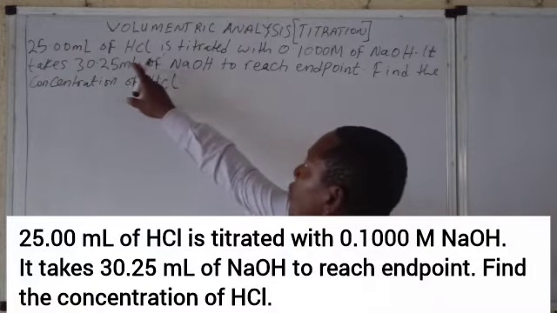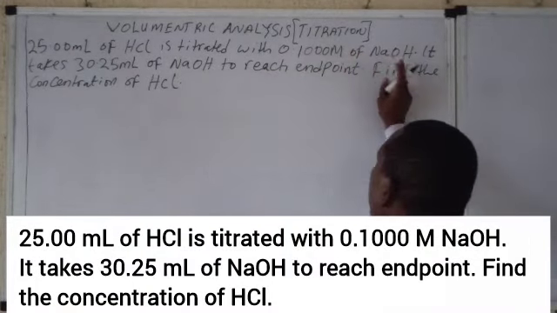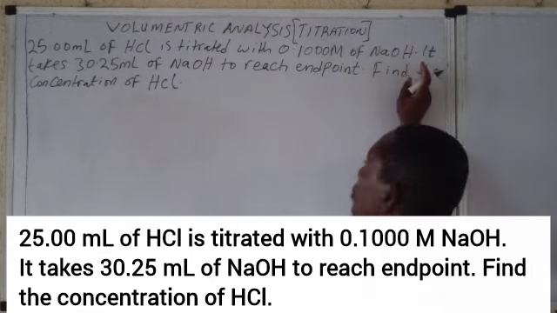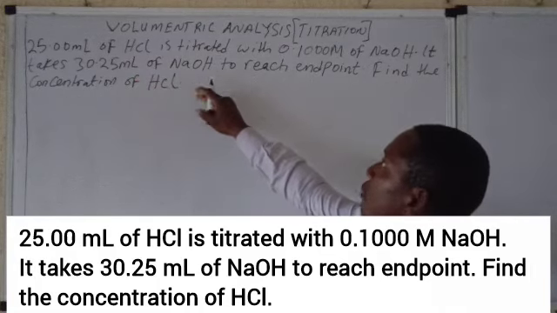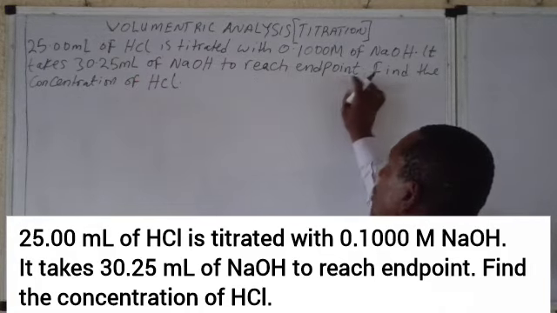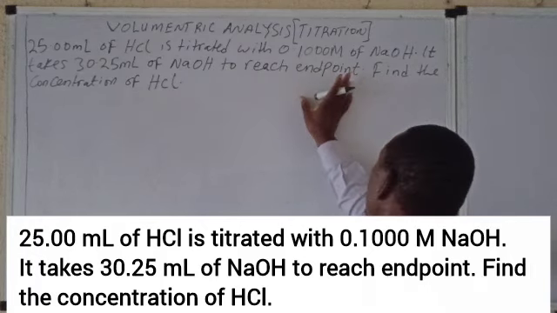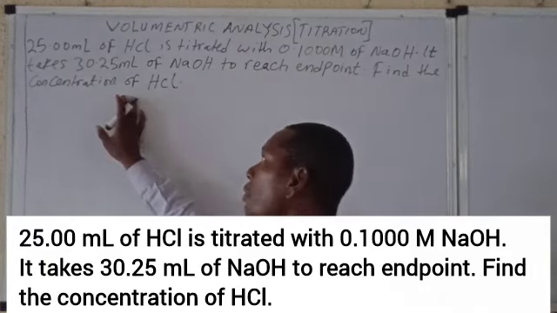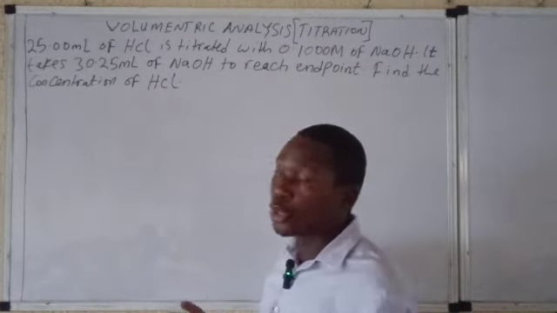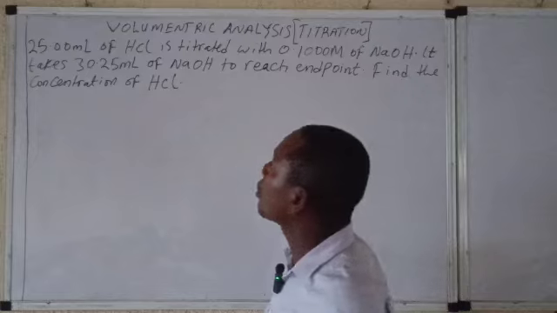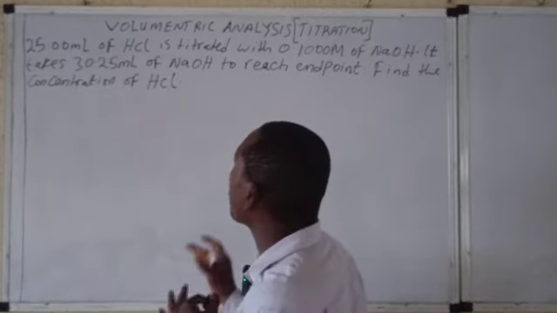25 milliliter of HCl is titrated with 0.1 mole of sodium hydroxide. It takes 30.25 milliliter of sodium hydroxide to reach the endpoint. Now, usually you use practical to get the endpoint, all right? Find the concentration of the acid. Now, if you have not watched my video on stoichiometry, it's very good that you watch it before you attend to this one, but you can easily understand how to calculate it with the formula I want to give you now.